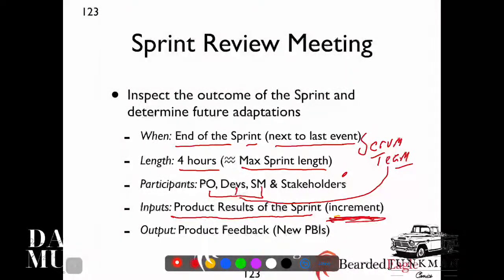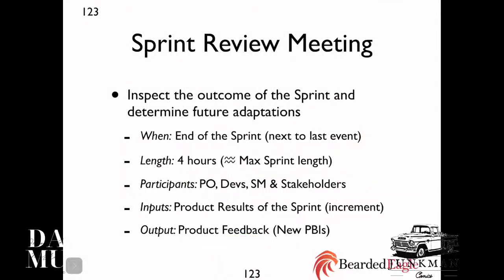Now, what is our output in terms of the sprint review? Product feedback is our output. So really, new product backlog items is what we're talking about here.